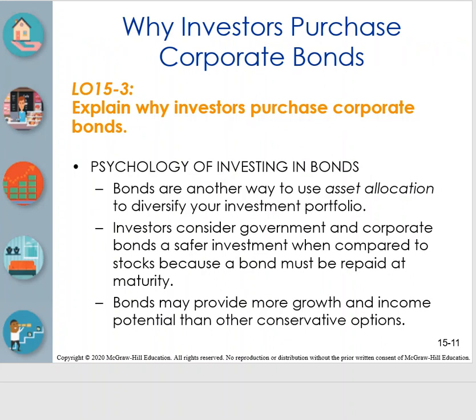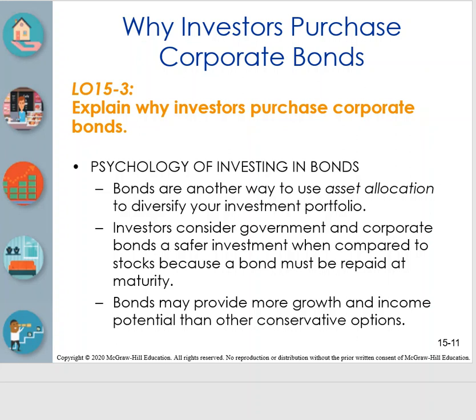So why do investors purchase corporate bonds? Well, there's a lot of psychology involved in any type of investing, including bonds. Bonds are simply another way to use your asset allocation to diversify the investment portfolio. So you own stocks, you own bonds, you own real estate, etc. Investors who purchase bonds, whether they're corporate bonds or government bonds, which we'll talk about in a second, view it as a safer investment when compared to buying stocks because a bond must be repaid.